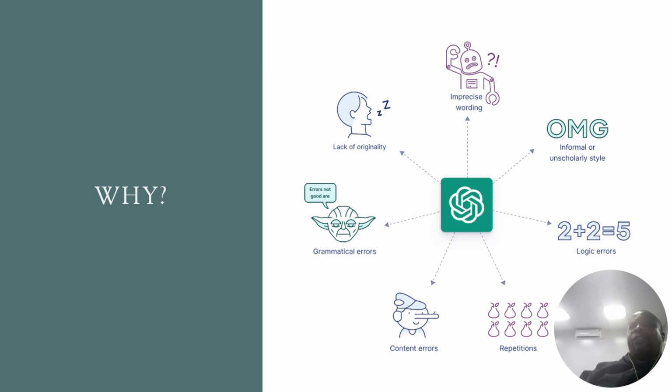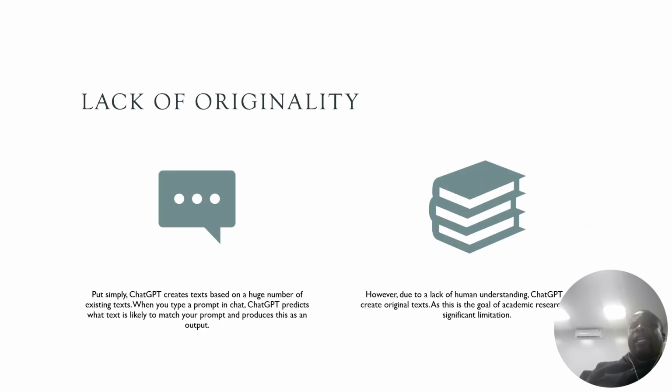These are some of the reasons why we cannot use ChatGPT to write: lack of originality, imprecise wording, informal or unscholarly style, logic errors, repetition, content errors, and grammatical errors. I will go ahead and explain a few of these. The lack of originality. In scholarly writing, the main goal is originality in the writing. But ChatGPT won't be able to give you that because it lacks human understanding, so it does not create original text in any way.